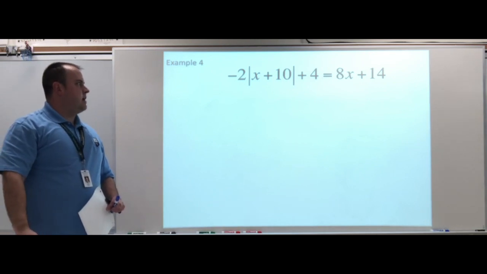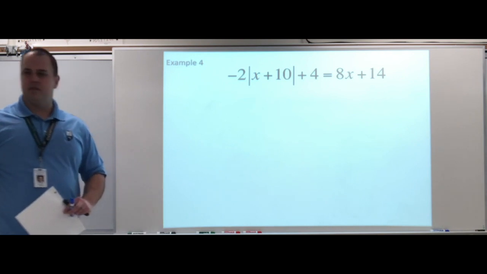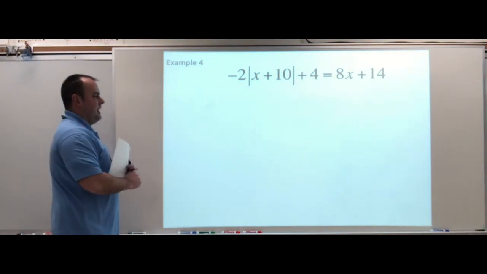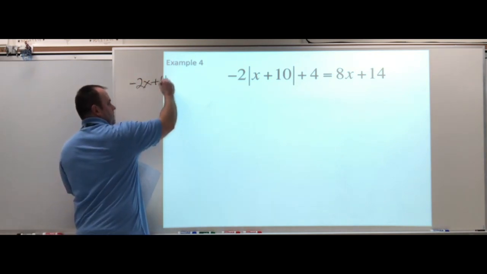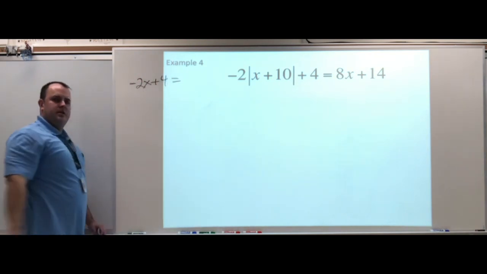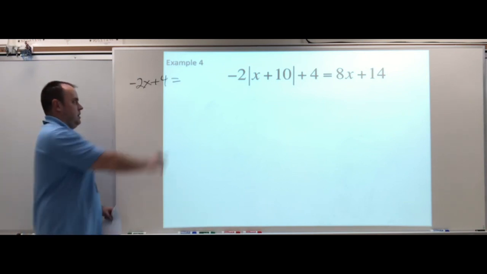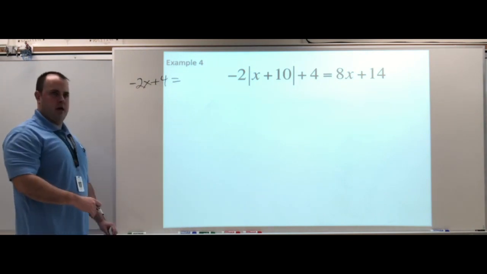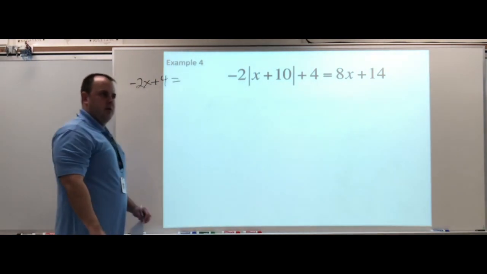-2 times the absolute value of x plus 10, plus 4 equals 8x plus 14. Now, looking at this one, I like to show people this. -2x plus 4 equals... If that was the equation I asked you to solve for x, how would you get x by itself? You get rid of the 4, then you get rid of the -2. Well, it's the same work here. You would get rid of the 4, and then get rid of the -2.